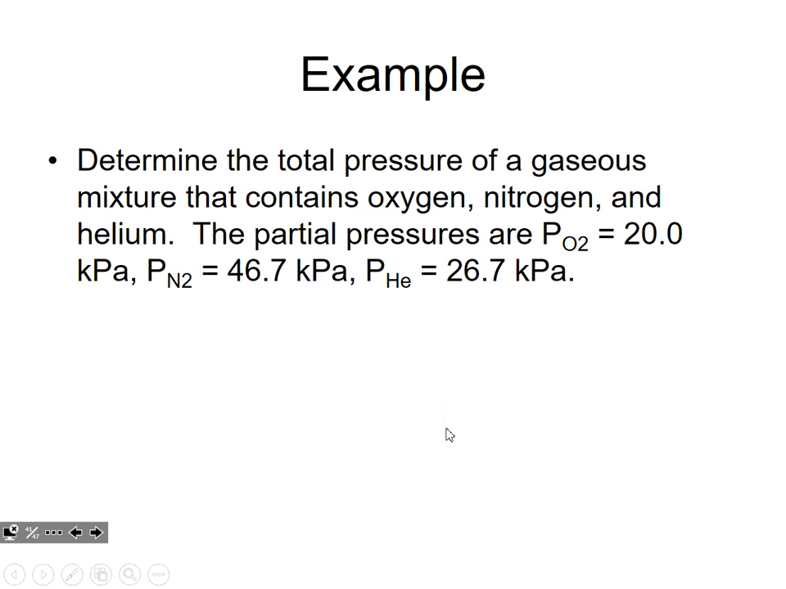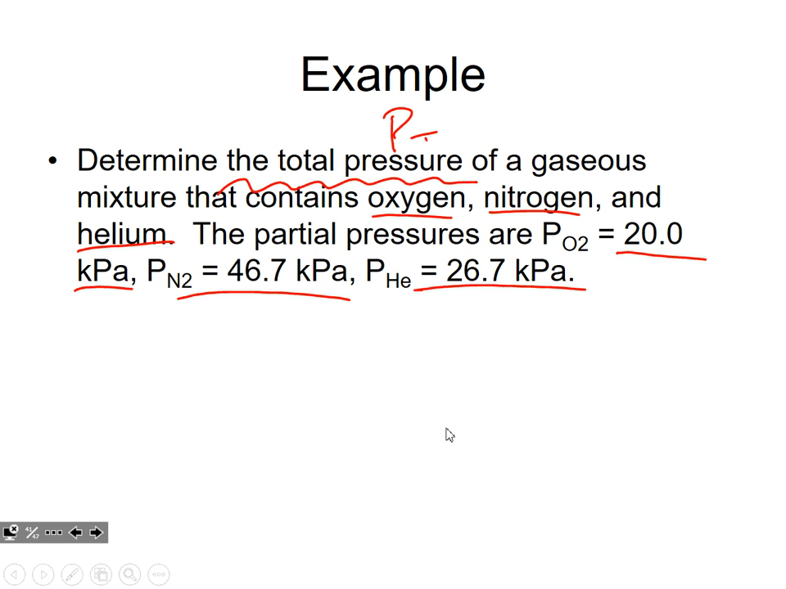So just an example with that: determine the total pressure of a gaseous mixture that contains oxygen, nitrogen, and helium. The partial pressure of oxygen is 20 kilopascals, the partial pressure of nitrogen is 46.7 kilopascals, and the partial pressure of helium is 26.7 kilopascals. And we want the total pressure, so P total.